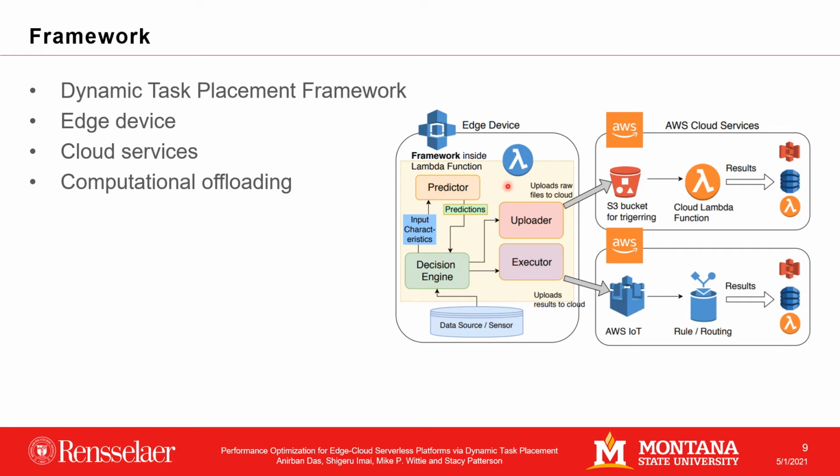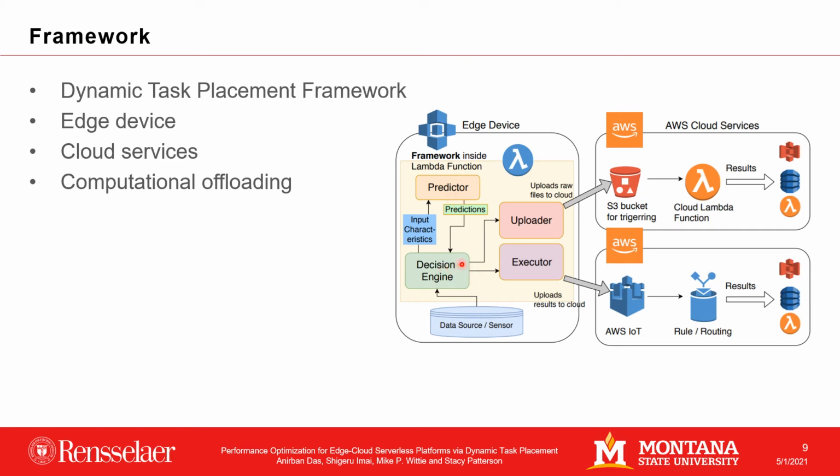So there are several parts in this framework. The first one is a decision engine, which decides whether to execute the job entirely in the cloud or entirely at the edge. The decision engine is connected to a predictor. The predictor consists of several estimation modules, which I'll discuss in the next few slides, which allow us to predict the end-to-end latencies, cost, etc., based on which the decision engine makes the decision, right?